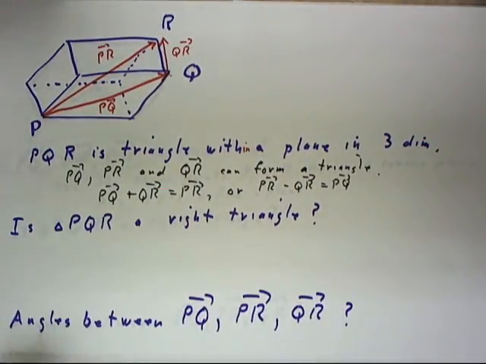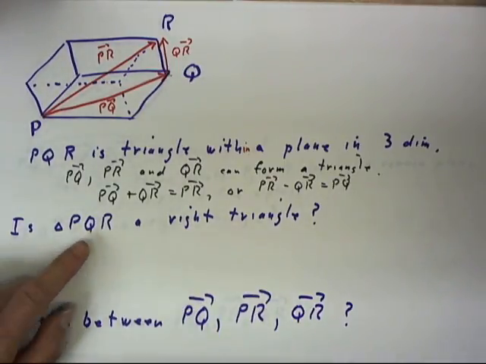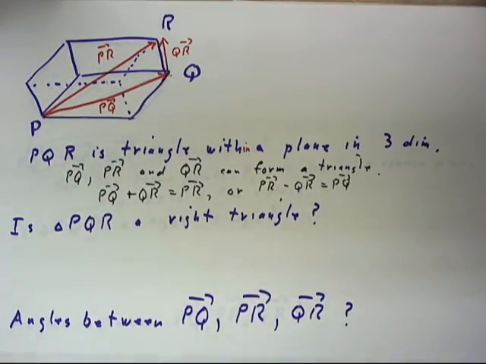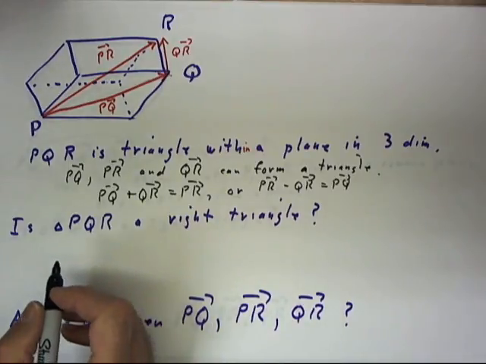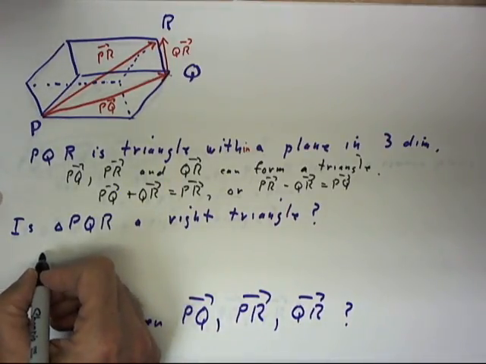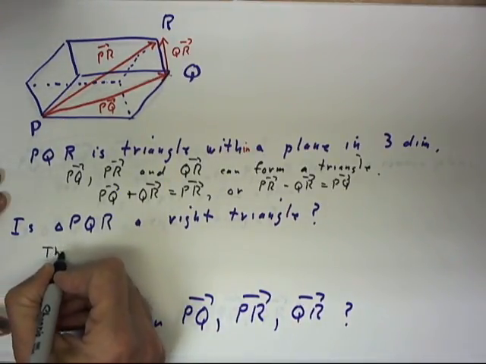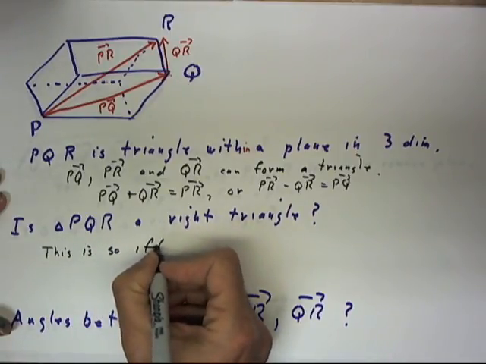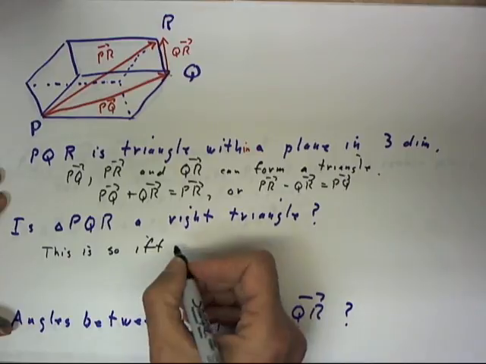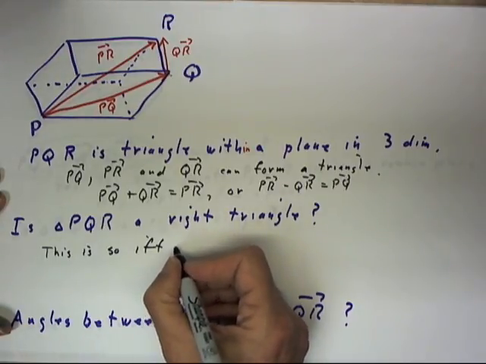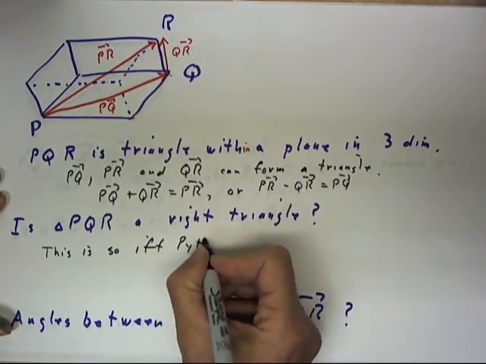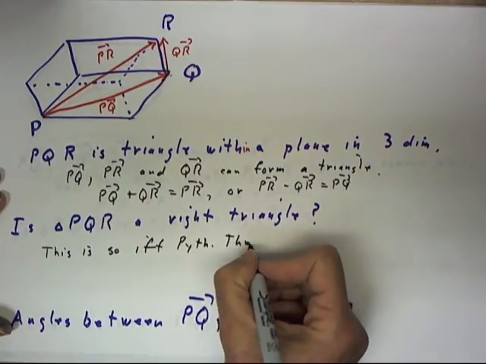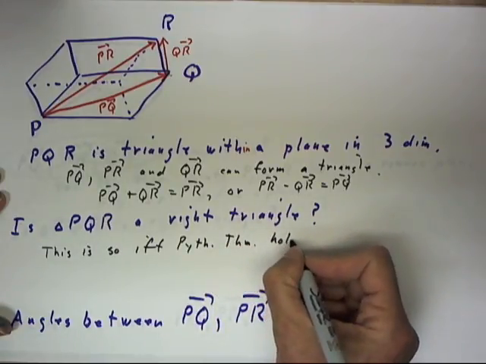Now, we ask some questions. Is the triangle formed by P, Q, and R a right triangle? Well, it is if and only if the triangle satisfies the Pythagorean theorem.